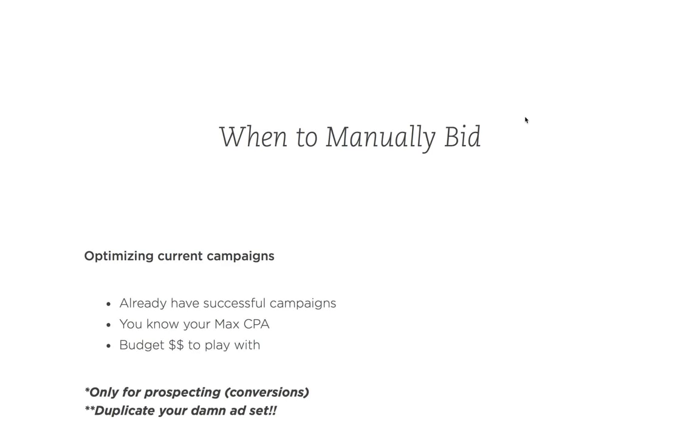Biggest mistake you'll ever make, and I've done it so many times. It's ridiculous. I shoot myself right in the foot, right? And it just completely screws everything up. And as soon as it happens, you're like, oh no, I can't believe I did that. So duplicate your ad sets before manually bidding.